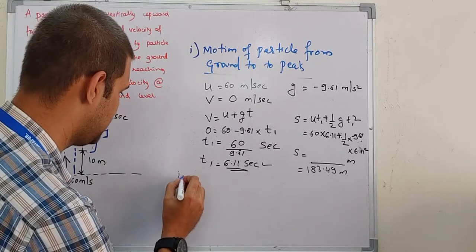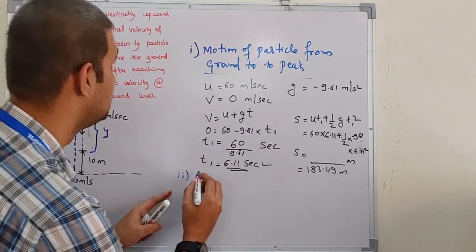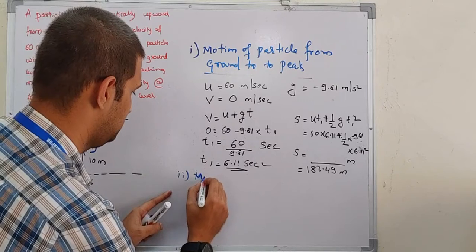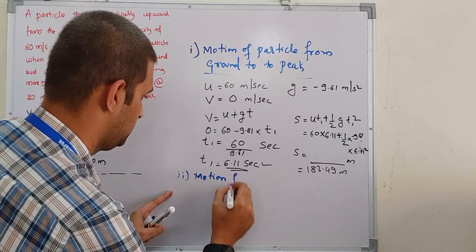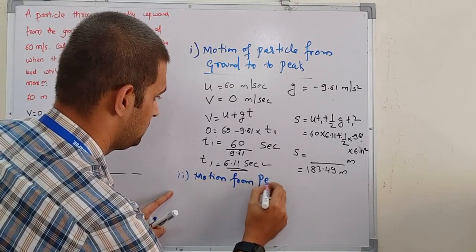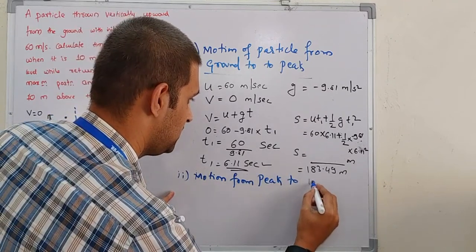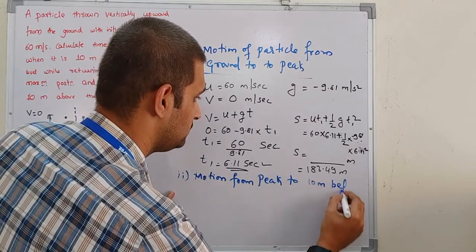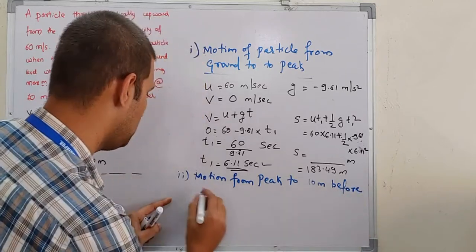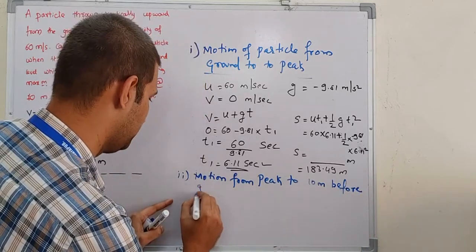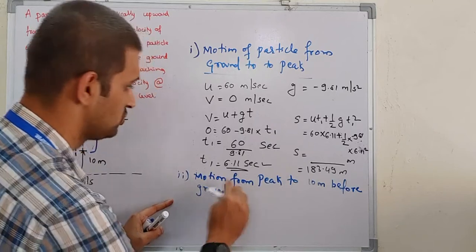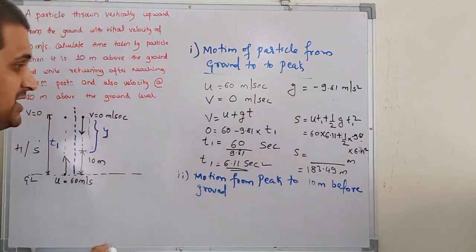Now speaking of the second part, motion from peak to 10 meters before the ground. Motion from peak to 10 meters before the ground.